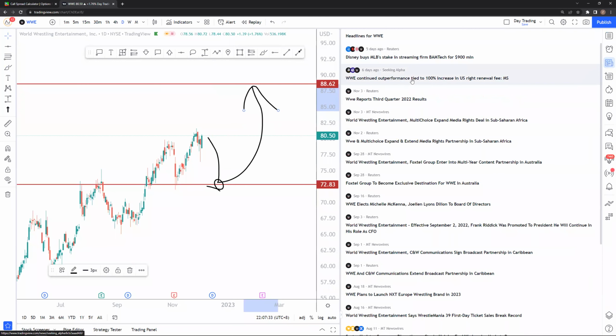Wow, WWE outperformance tied to a 100% increase in US rights renewal fee. Crazy.